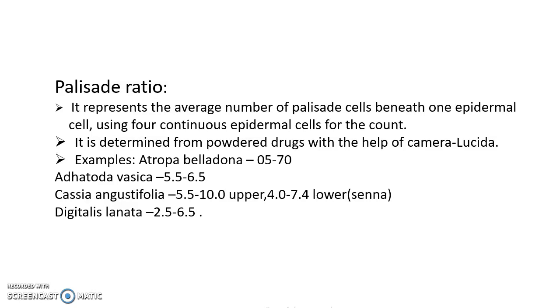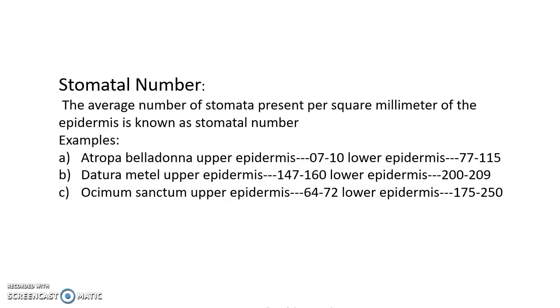Examples: Atropa belladonna contains 5 to 7.0. Adhatoda vasica 5.5 to 6.5. Cassia angustifolia 5.5 to 10 in the upper layer and 4.0 to 7.5 in the lower layer. Digitalis lanata 2.5 to 6.5.